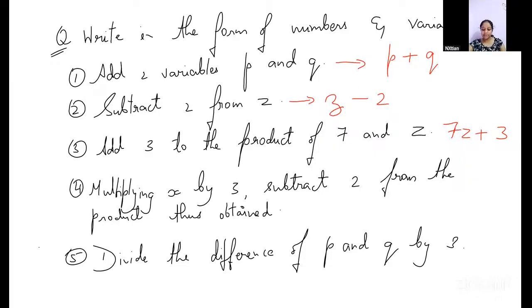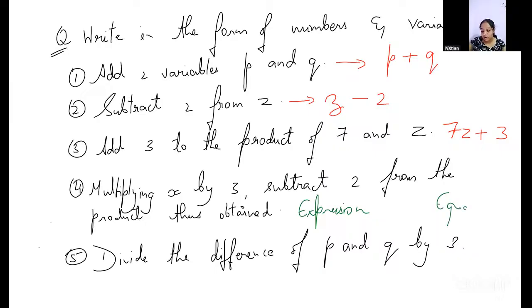Multiply x by 3 and subtract 2 from the product thus obtained. Ma'am, would it be 1x? See, Nathaniel, first understand the question. In these questions, we don't have to solve them. No solving part right now, because there are two things, Nathaniel. One is known as expression of algebra and another is known as equation.